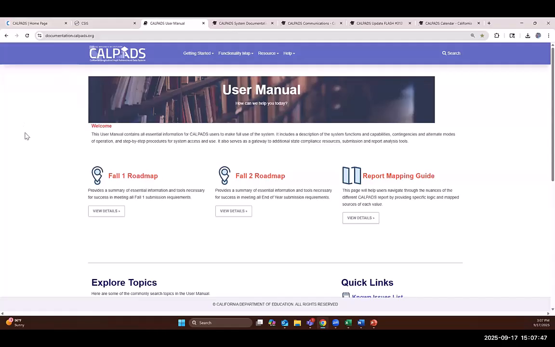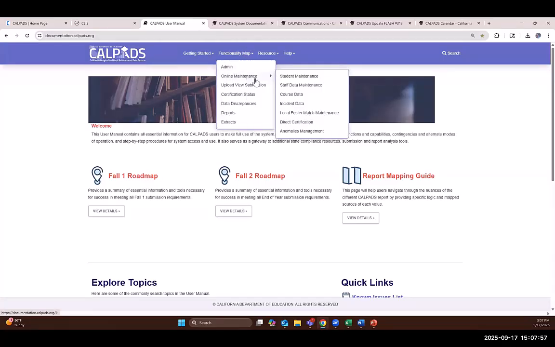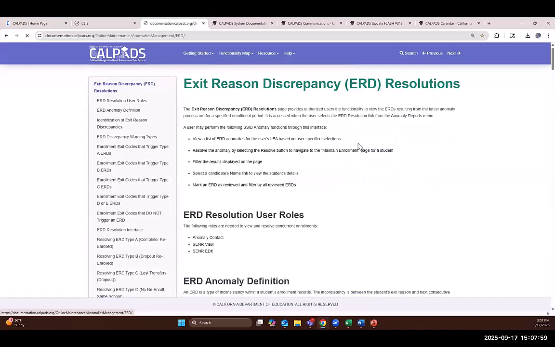Yeah, you want to work with the other LEAs when you have ERDs. You can't resolve it by making corrections with students that are at that other LEA. They have to make those corrections. So if there's an ERD caused by another LEA, you do want to work with them to make the correction.